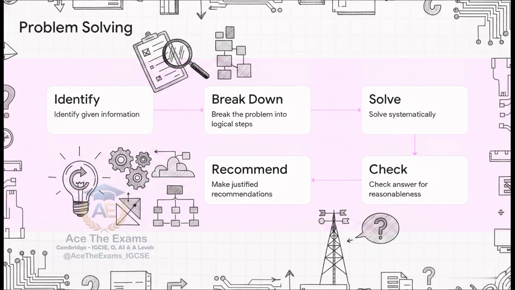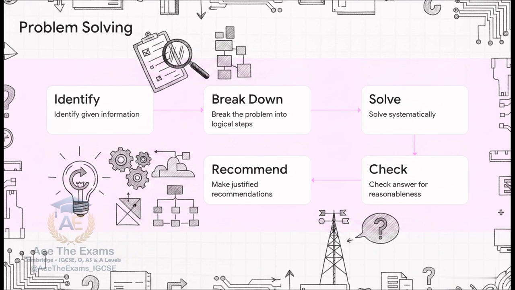But here is the kicker. Don't stop there. Step 4 is absolutely vital. Check your answer for reasonableness. Does this data output actually make sense for a physical weather station? If your math says the river temperature is boiling, you probably made a mistake. And finally, step 5. Make justified recommendations based on your analysis. Don't just point out the problem, propose an IT-based solution.